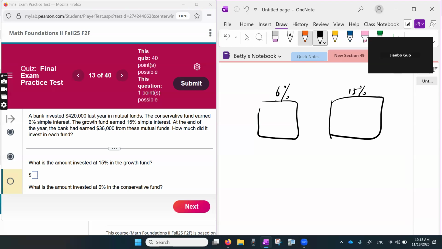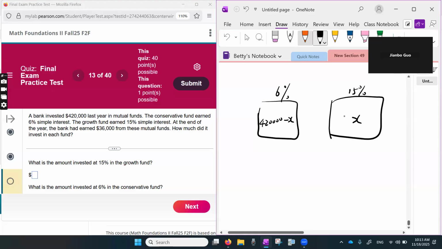Okay, yeah, it says what's the amount invested at 15% in a growth fund. Since it asks about the growth fund investment, we let X be the money you put in the second box. Then how much money do you put in the first box? Together, you invested 420,000, right? So the first box is going to have 420,000 minus X. Together, you invest that much money.